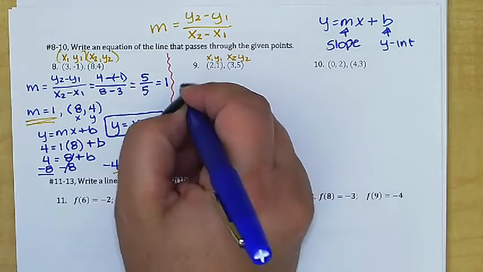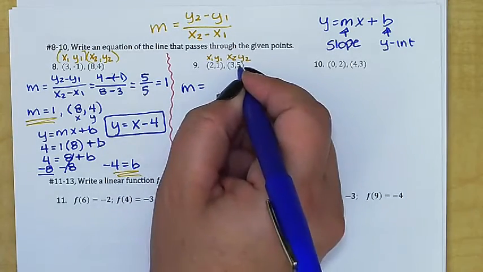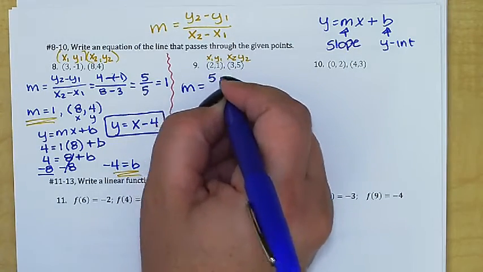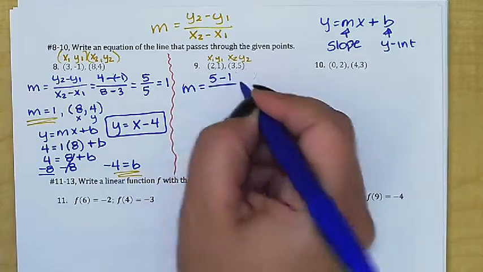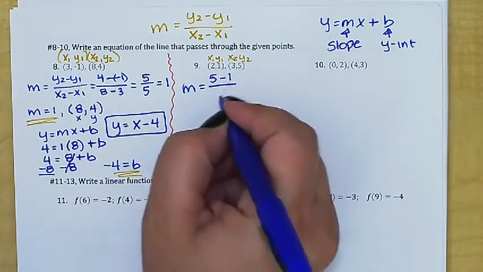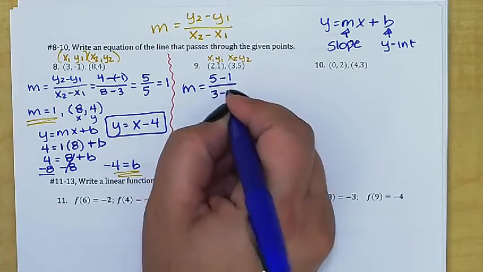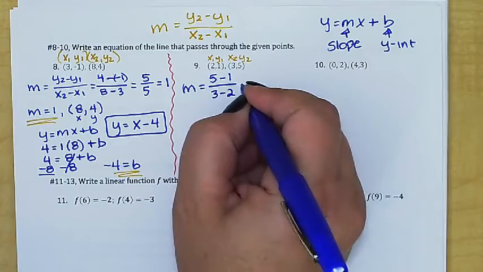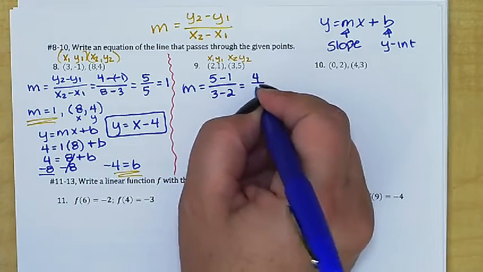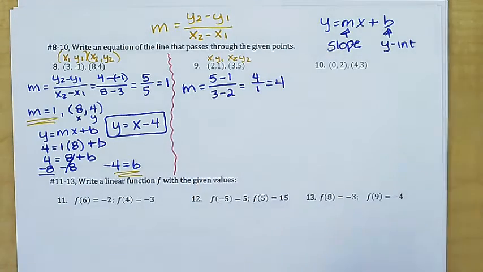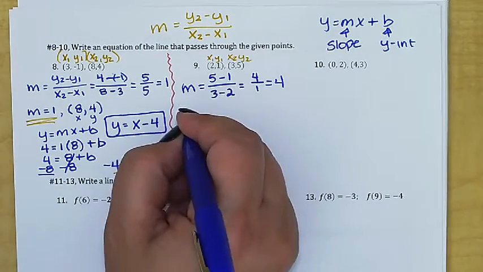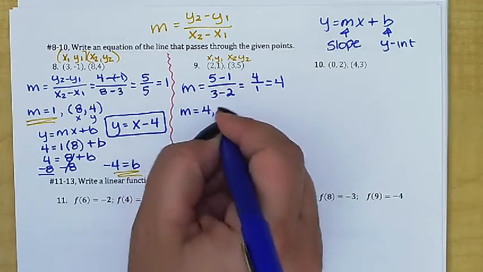I'm going to go a little faster here. You know where the formula comes from. So 5, that's my y2 minus y1. In this case, it's 5 minus 1. My x2 minus x1 is 3 minus 2. So when I calculate that, I get 4 over 1, or a slope of just 4. That's our slope.